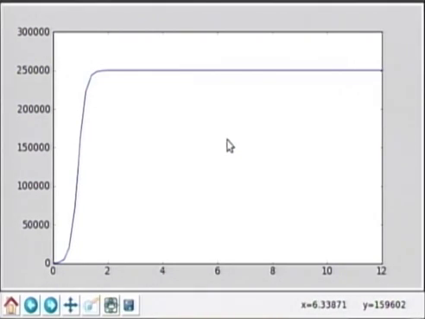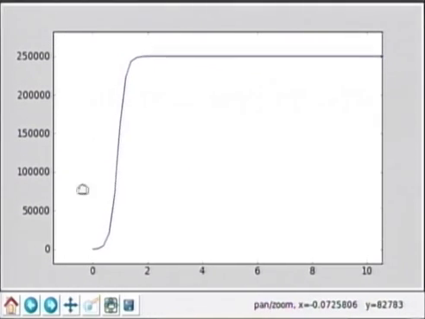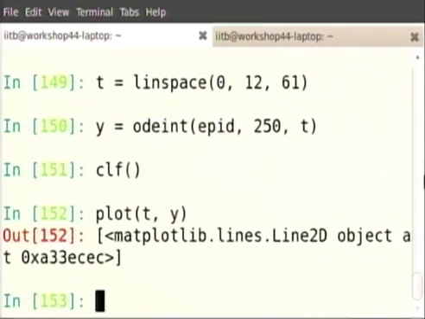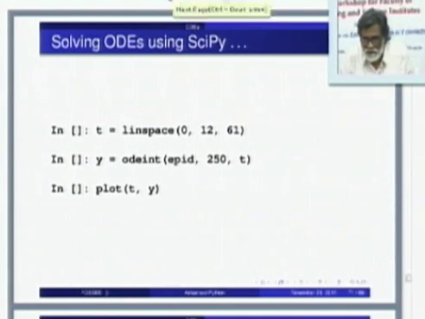We start slowly, you can see in this area growth is very slow, but then the number of infected people starts growing very fast, and ultimately everybody is infected. So, that is the physical interpretation of the model. Like I said, it was more to do with how to do the ODE solving than how to model epidemics. So, let us move on.